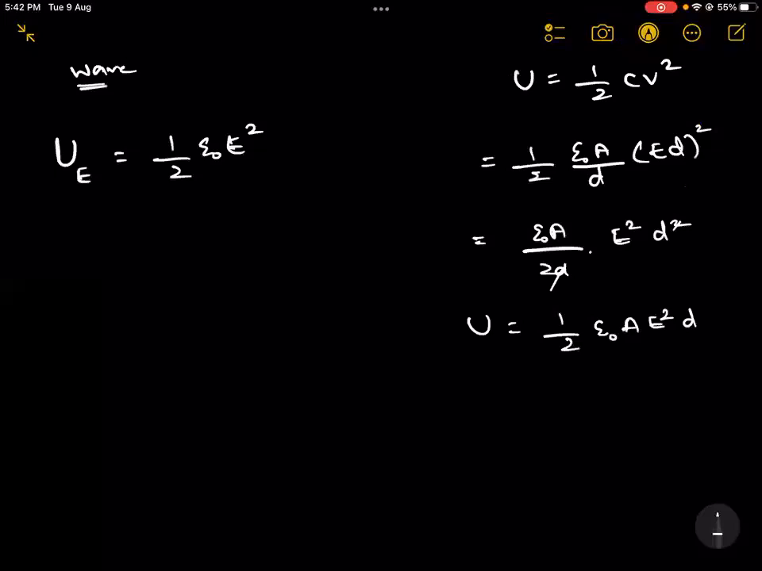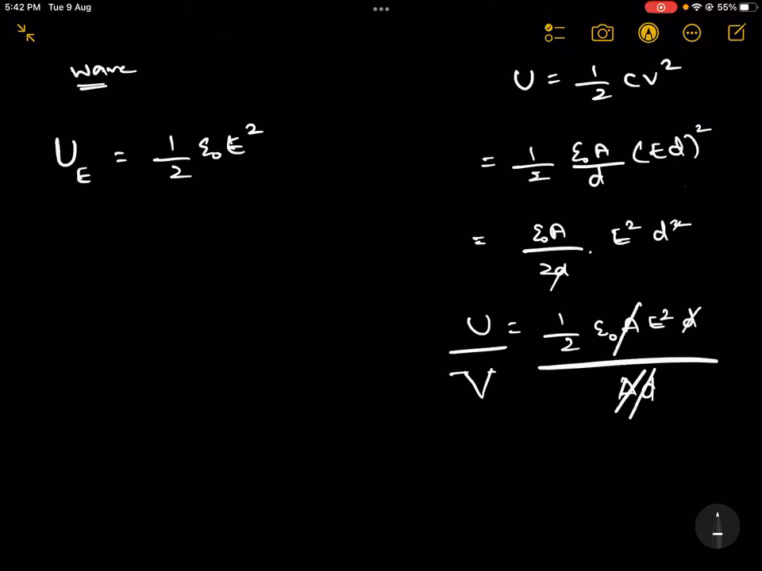But what do we want? We want the energy density. So energy by volume. What is the volume of a parallel plate capacitor? A into d. So A and A are gone, d and d are gone. So we are left with half epsilon naught E squared. This is the energy density. Let me call this equation number 1.